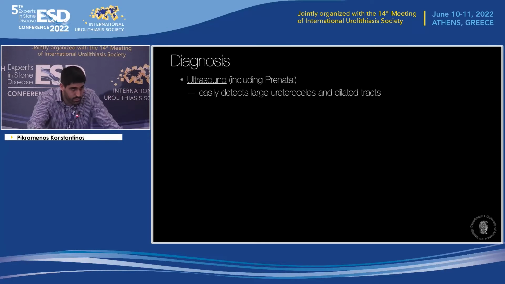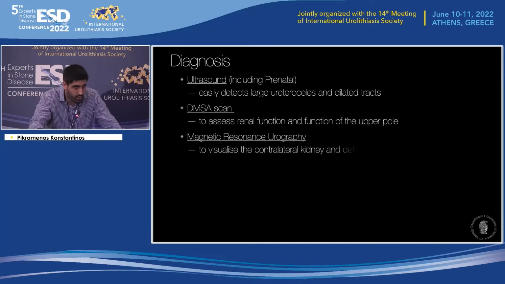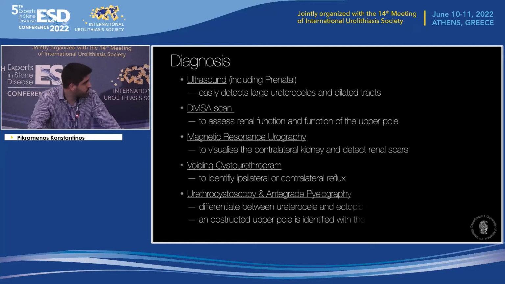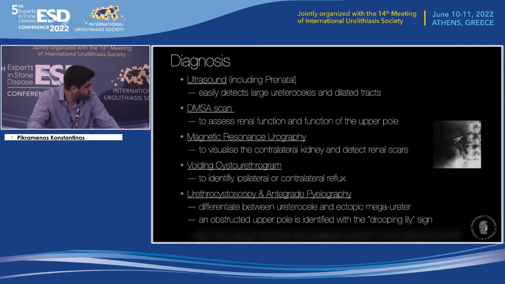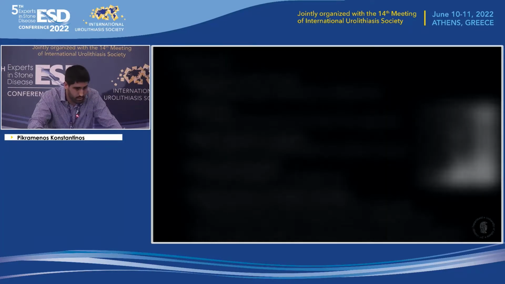Diagnosis is made by ultrasound, including prenatal ultrasound. A DMSA scan we can perform to assess the function, and especially the function of the obstructed upper pole, a magnetic resonance urography for renal scars, avoiding cystourethrogram to identify ipsilateral or contralateral reflux, and finally, cystoscopy and retrograde pyelography to differentiate between megaureter and ureterocele, and also to see the obstructed drooping lily sign.